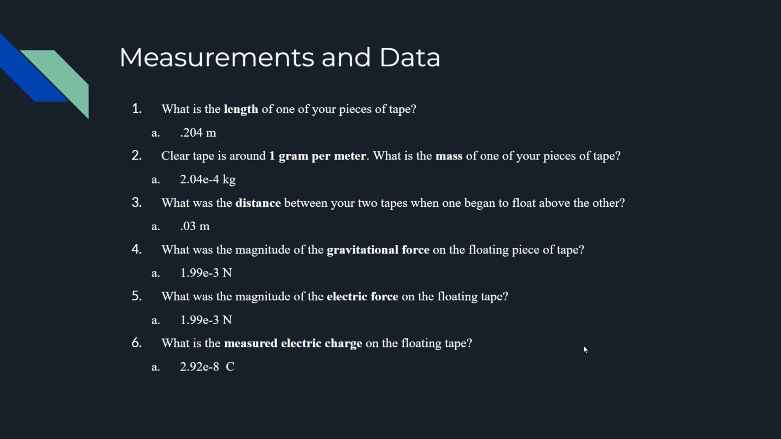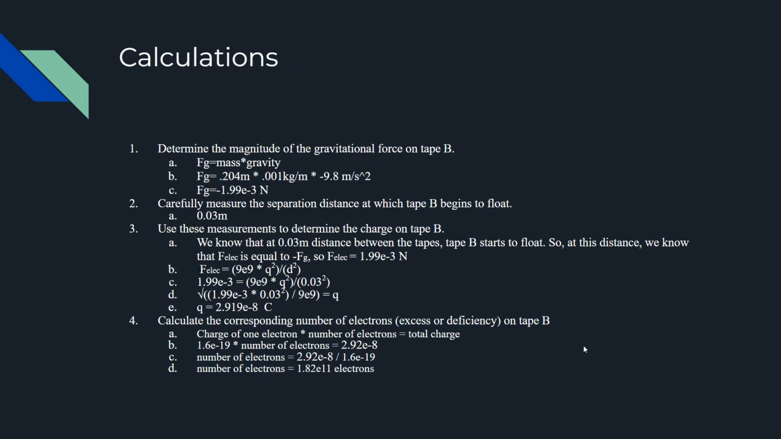The length of my piece of tape was 0.204 meters. It had a mass of 2.04e-4 kilograms. It was 0.03 meters away from tape A when it began to float, and the magnitude of both the gravitational force and electric force on tape B was 1.99e-3 newtons, and the measured electric charge on tape B was 2.92e-8 coulombs.